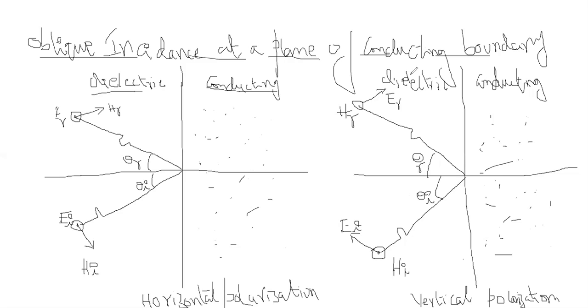The transmission coefficient, as usual, is 0 here, at the conducting boundary. And what is the reflection coefficient, and how can we find the intrinsic impedance also, from the horizontal polarization and the vertical polarization? First, let us go by using the horizontal polarization.